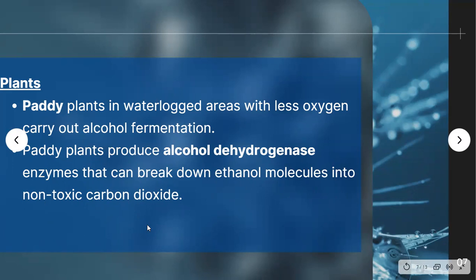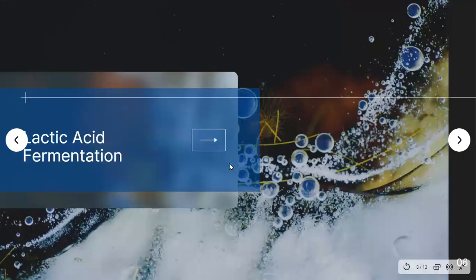So this is why paddy fields are able to undergo alcohol fermentation without letting the alcohol cause toxic effects on the plant itself. This is because they can produce this alcohol dehydrogenase enzyme. So done with the alcohol fermentation, now we're moving on to lactic acid fermentation.